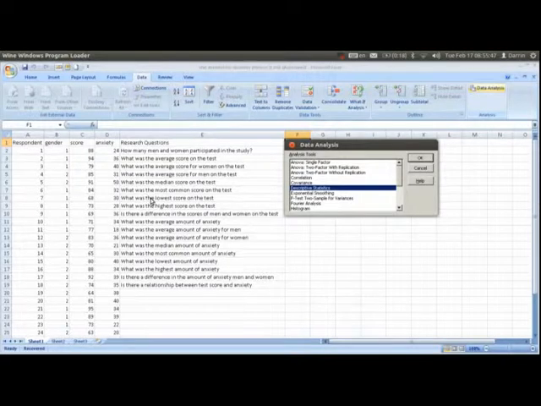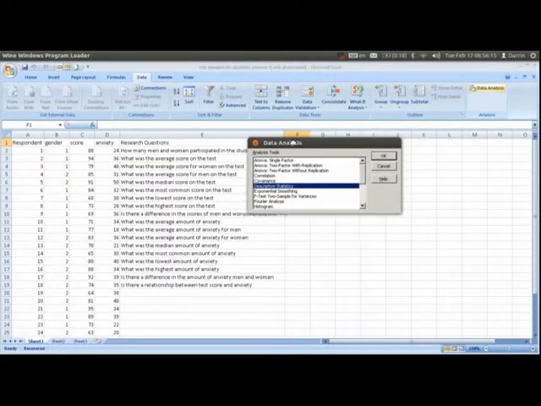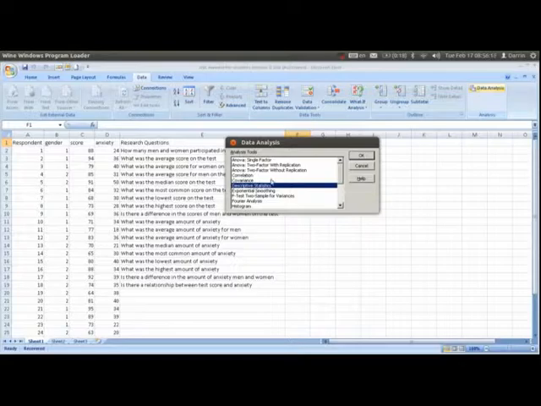All the way down to the median amount of anxiety, the most common amount of anxiety. What was the lowest amount of anxiety? The highest amount of anxiety? Is there a difference in the amount of anxiety between men and women? These are just many questions. Very few studies include all of these questions. But I put these here just so I can show you how you can answer these questions as you do your own analysis.